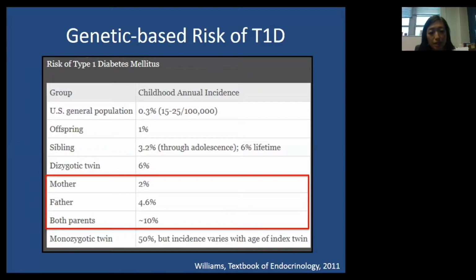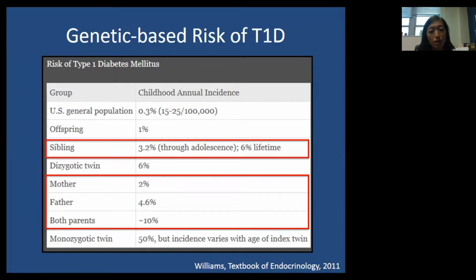mom has type 1 diabetes, then the risk of their child having type 1 diabetes is about 2%. If the father has type 1 diabetes, then the risk in their child is 4.6%. If both parents have it, the risk of their child having type 1 diabetes is about 10%. If you have a sibling with type 1 diabetes, the risk of their sibling getting it is 3.2% throughout their adolescence and 6% for their lifetime.